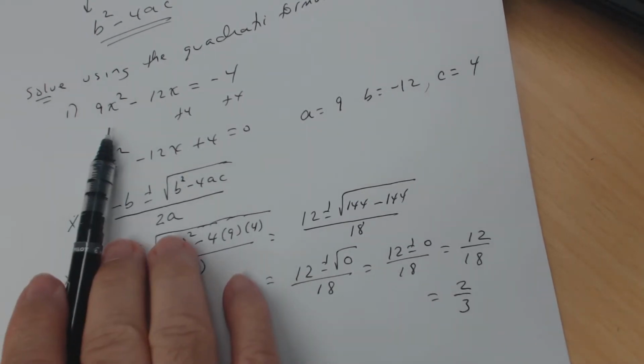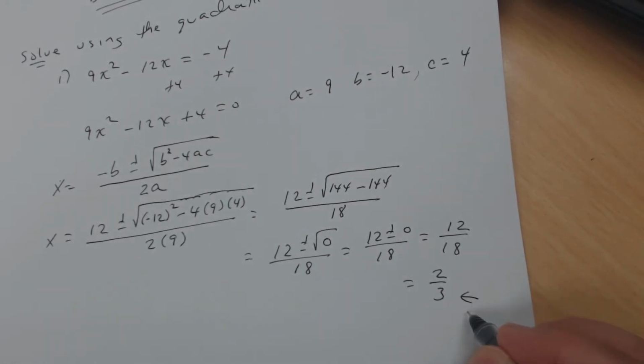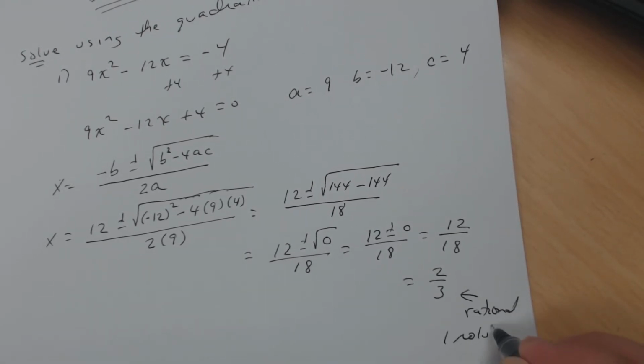So notice this quadratic equation had just one solution, and it was a rational solution. Notice this is rational, and I just had one solution. All right, now, remember in a previous course that this was called a double root?